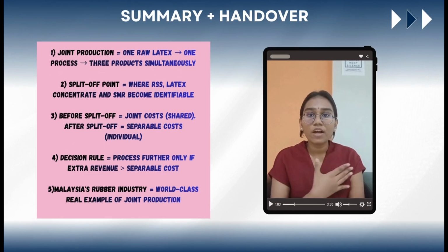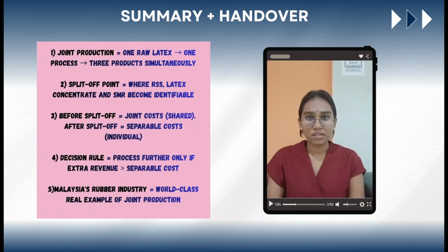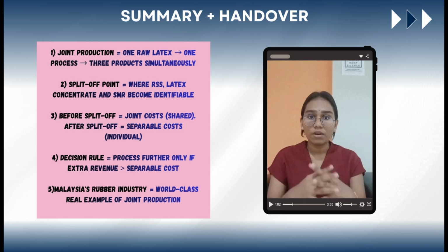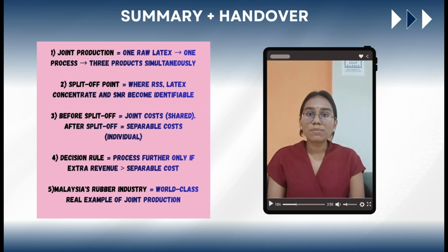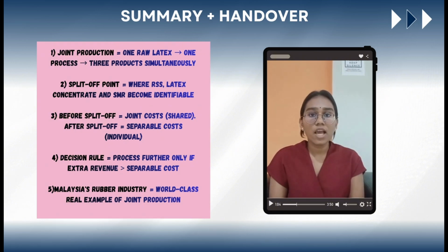Right, let me bring everything together before I hand over. Number 1, joint production means one raw latex goes through one process and gives us 3 products simultaneously. You have no choice, they all come out together. Number 2, the split-off point is where RSS, latex concentrate and SMR become individually identifiable for the first time. That is the most critical moment in the process.